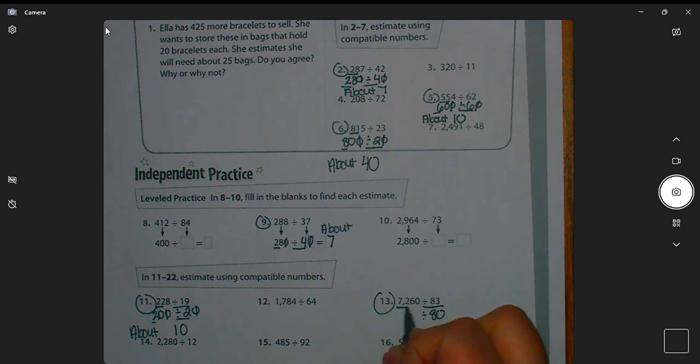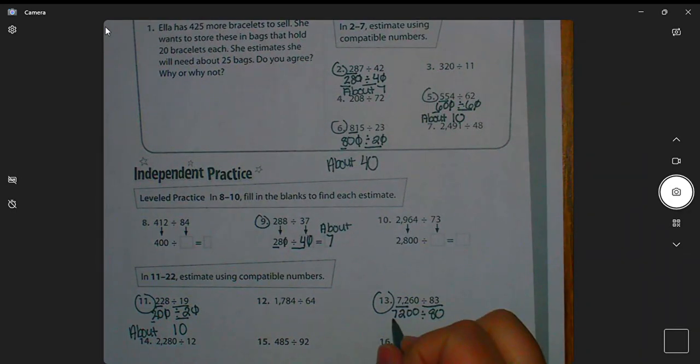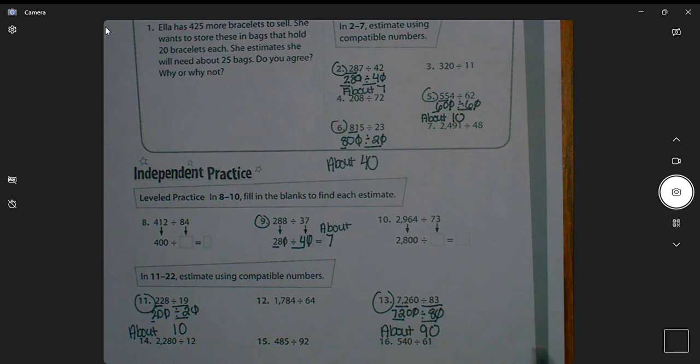Now, I see 72. Can 8 divide by 72? Yeah, so I don't really need to change it. I just need to round it down to 7,200. So 72 divided by 8 is 9. My 10s cancel out. I have 1 0 left. So my quotient is about 90.